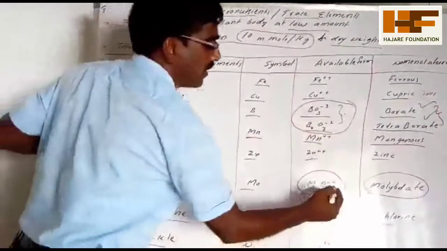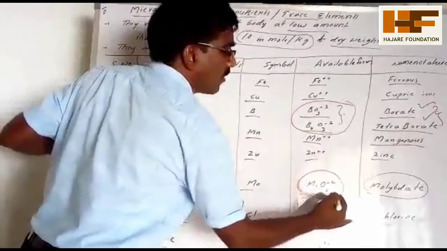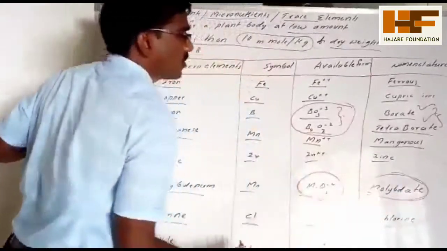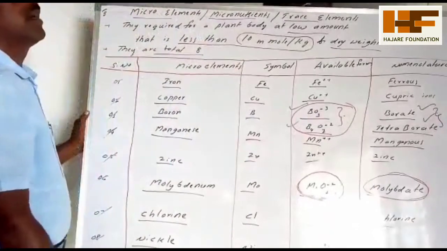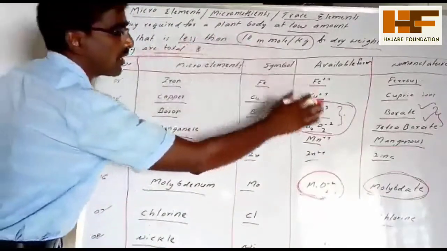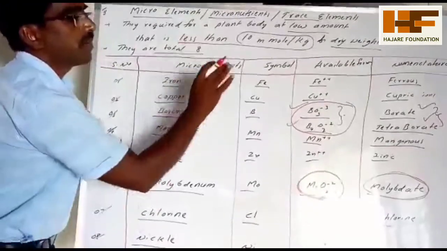So we remember that molybdenum is available in the form of molybdate, one concept, and boron is available in two forms, that is borate as well as tetraborate. But the remaining are all available almost in the same form as their ions.